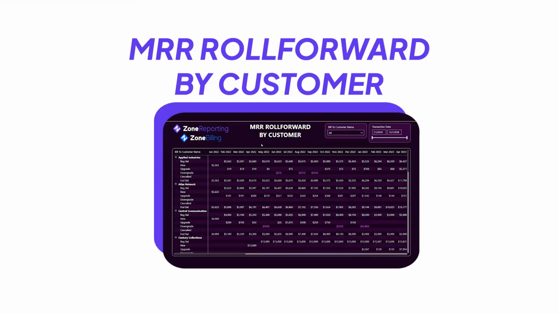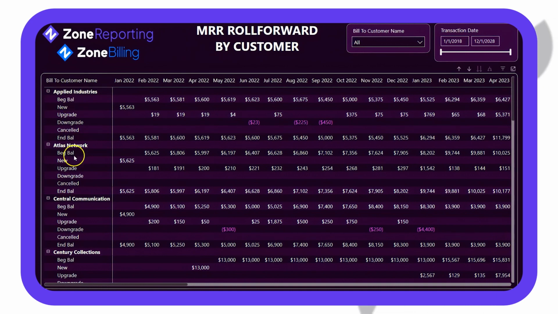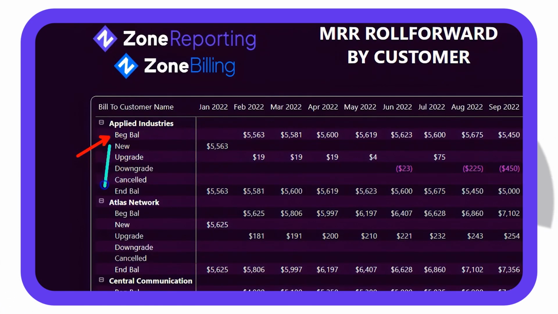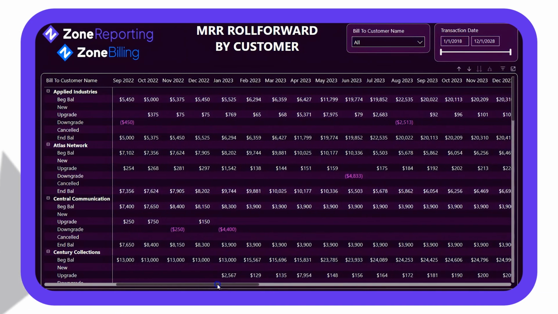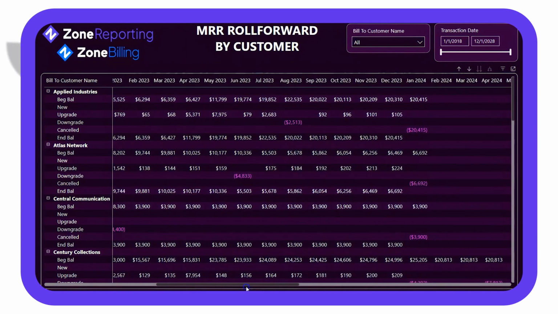This next report is one of the most requested reports in any of our libraries, and what it shows is a roll forward by customer of beginning balances of MRR, then any new business, upgrades, downgrades, cancellations, and the ending balance for that month. And then that amount rolls forward to the next month. And this is not just past as well. Because we're looking at the charges, we can look at future MRR by customer. And there's a ton of ways to put this data to work.